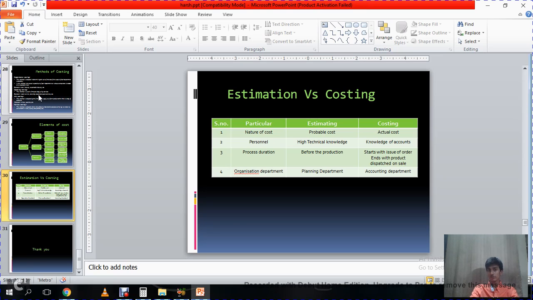Here is a comparison of estimation versus costing. Estimation is the probable cost, whereas costing is the actual cost of the project. Now, in estimation, you need high technical knowledge if you want to get to the correct answer, whereas in costing, knowledge of accounts should be there. Estimating is done before the production, and costing just starts when you start with the project. Now, in estimation, the planning department is there, and in costing, the accounting department takes the lead.